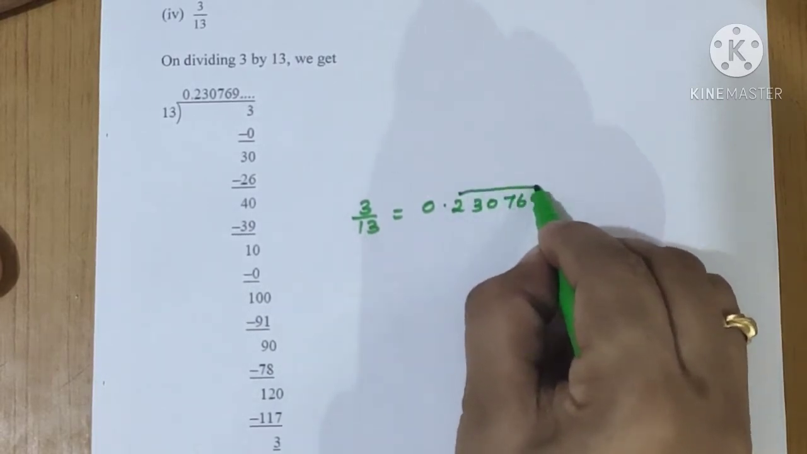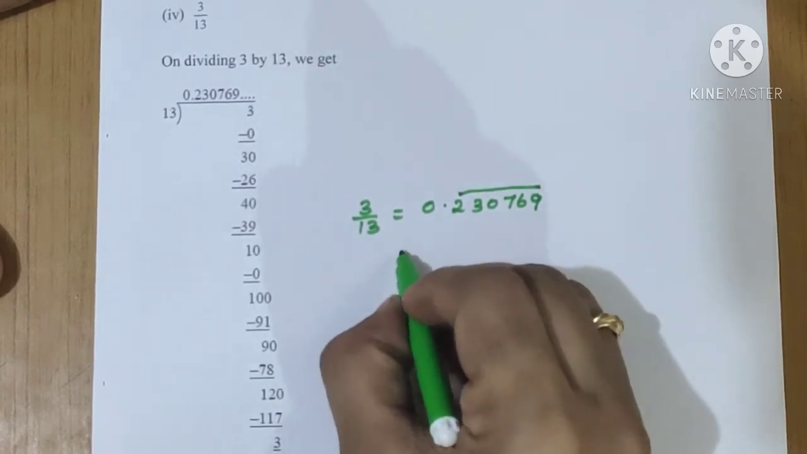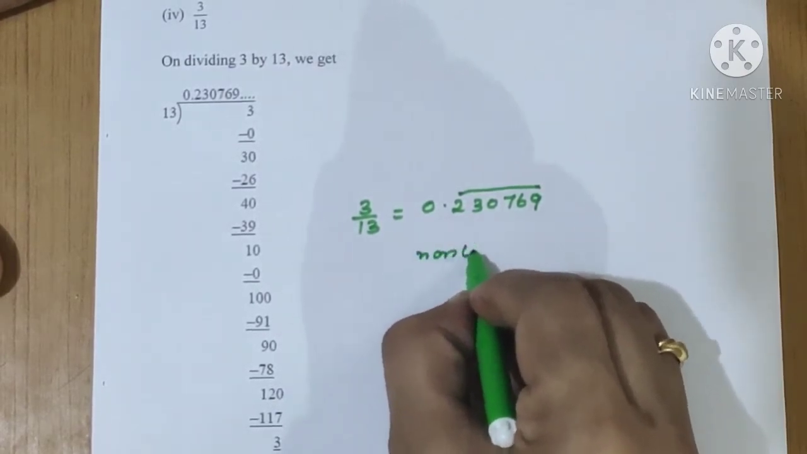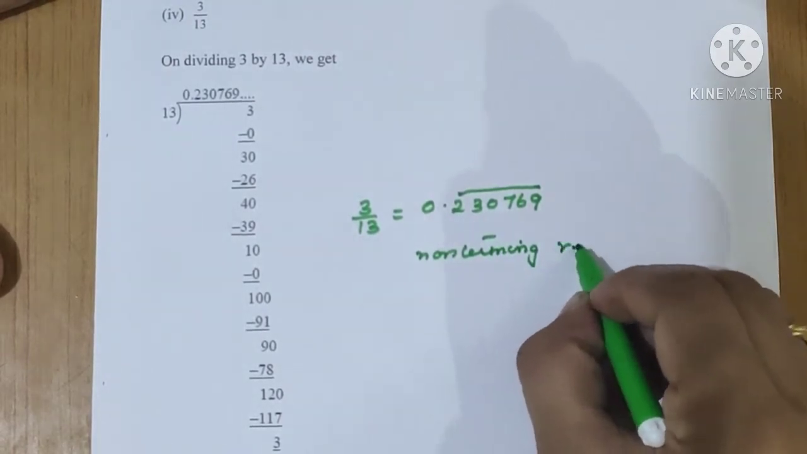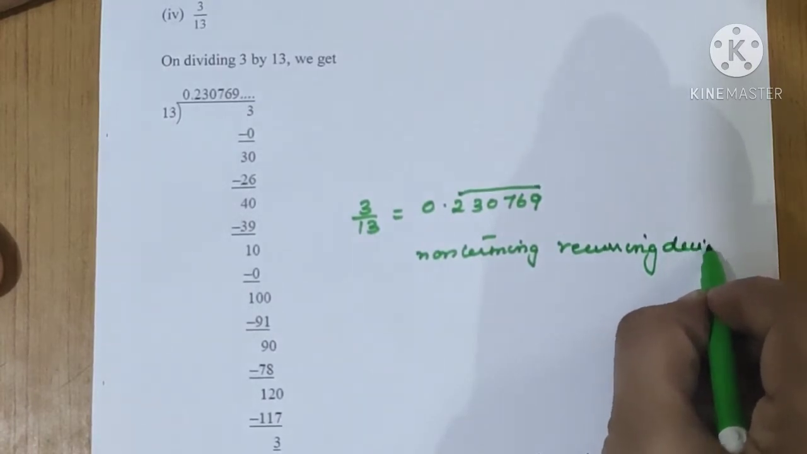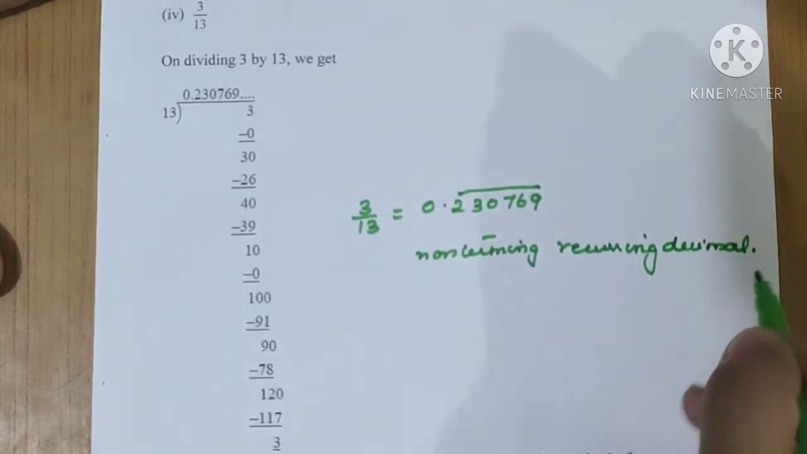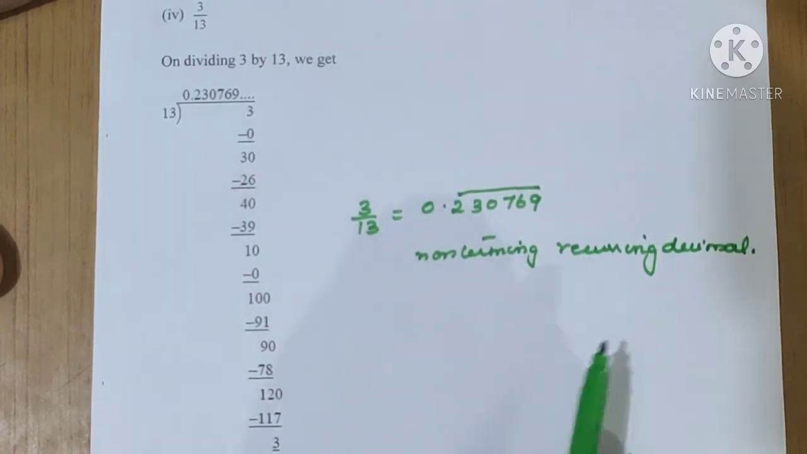After this 9, again this group is repeating. So the bar is given for 2 to 9 only. This shows that it is a non-terminating recurring decimal. So the decimal expansion for 3 by 13 is non-terminating recurring.